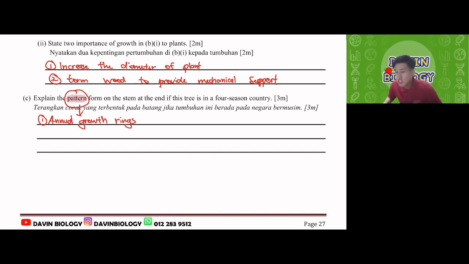Okay, then we're going to explain. Now, since it's just one mark for each ring, you don't have to explain too much. You just need to mention during what season got what kind of rings. Good enough already. So, for example, you say during spring, you can skip the vascular cambium being more active, more secondary growth, and you just say thicker and brighter. Don't write rings, xylem vessels are formed.